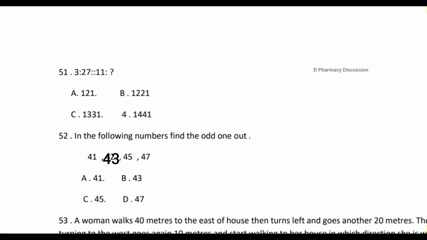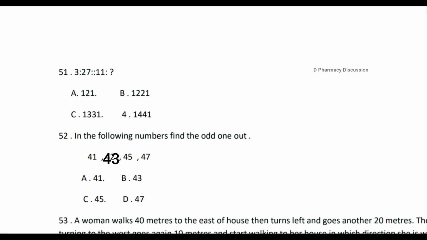Next category is reasoning. Question number 51. 3:27 is equal to 11:?. Options are A 121, B 1000, 221, C 1331, and option D 1441. Correct answer is option C, that is 1331.